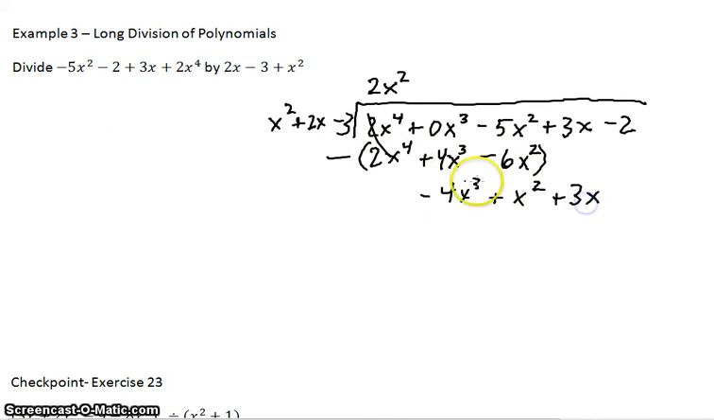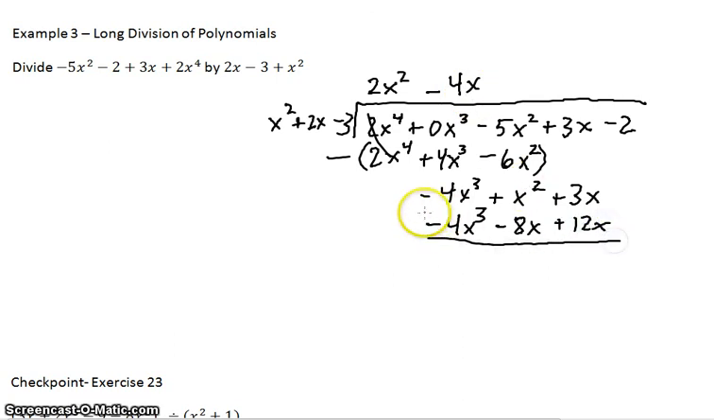Then I carry down the next term because we have 3 terms here. So I'm going to divide this negative 4x cubed into x squared, and I get negative 4x. I take negative 4x times all of this. I get negative 4x cubed minus 8x. Then the negative 3 times the negative 4x is a plus 12x. So I combine all of this. I subtract it. I get 9x squared minus 9x. I bring down the negative 2.